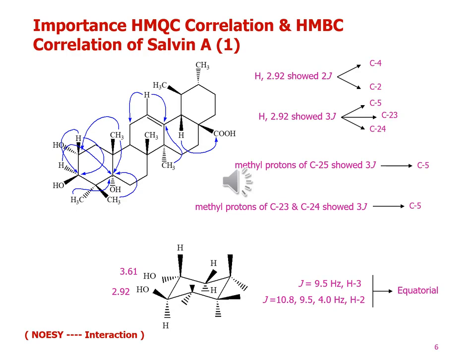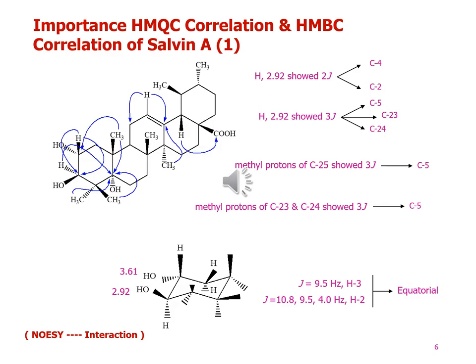Let's see important HMQC correlations and HMBC correlations of Salvin A. HMQC correlations give information about proton-carbon one-bond correlations, while HMBC correlations give information about long-range proton-carbon correlations. Now we discuss first the correlations in which the oxymethine proton at sigma 2.92 showed correlations to the oxymethine proton at sigma 3.61, while the latter also showed further correlations with two other protons. This allowed us to assign the hydroxyl groups to carbon 2 and carbon 3 positions.